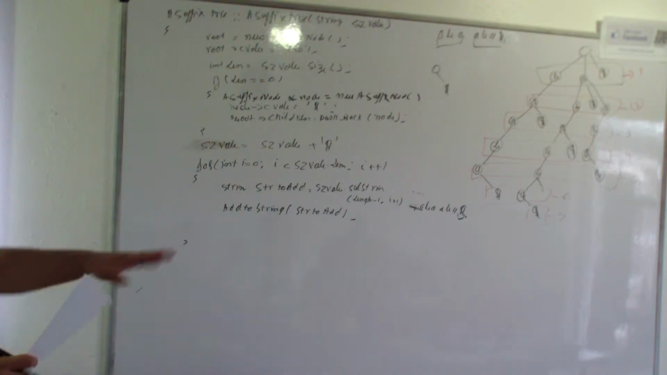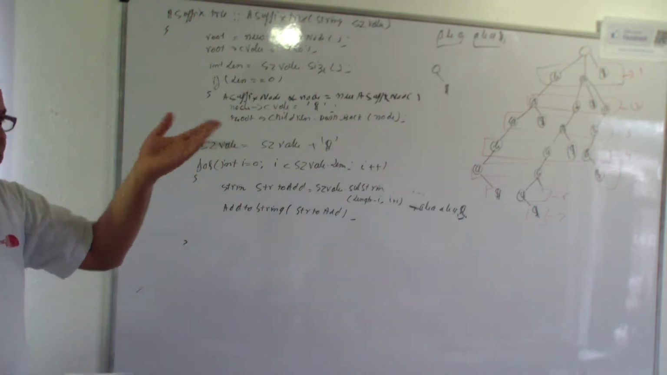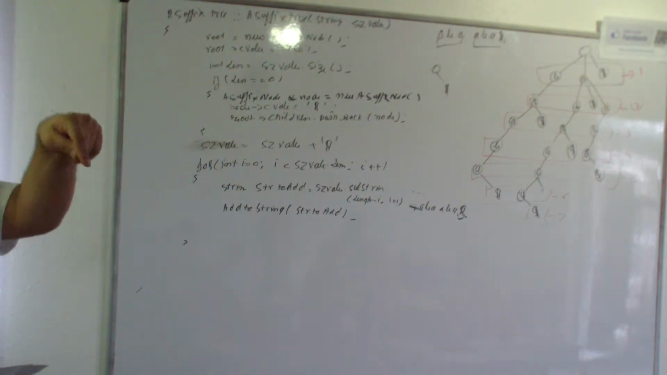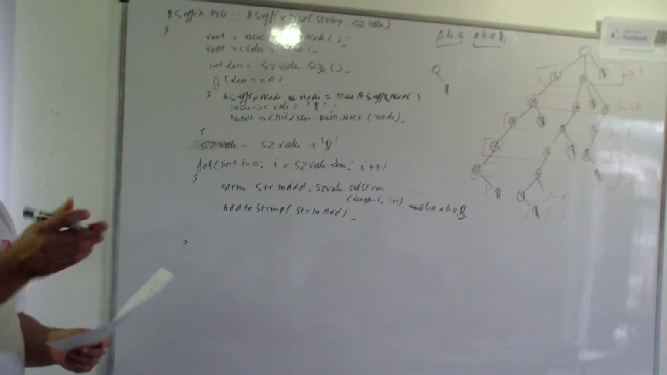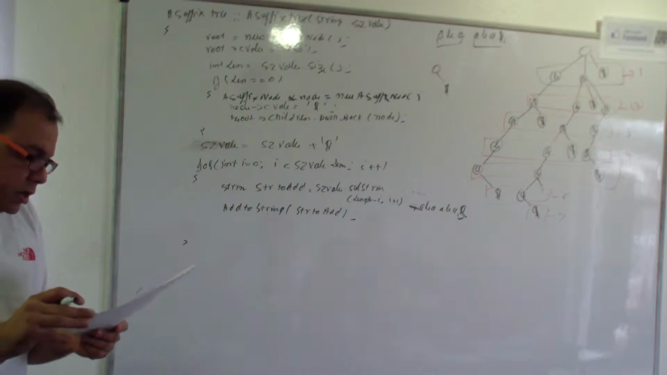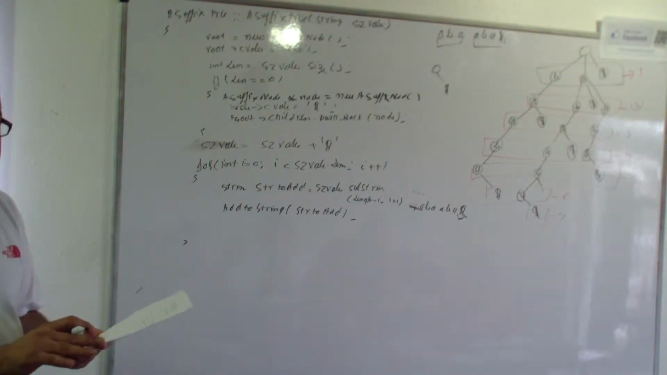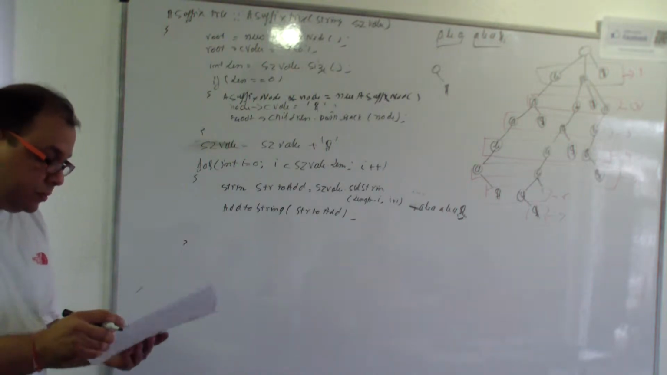But the destructor, I'm not going to write the destructor. Destructor is just calling a delete node. Delete node will call delete on all its children, and then it will delete itself. Find node is also similar to tries find node. That is exactly the same code.